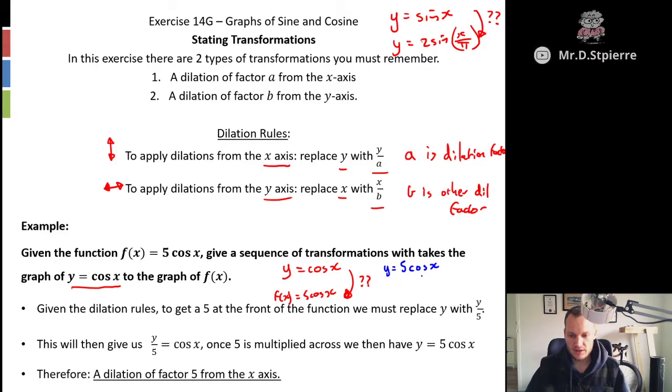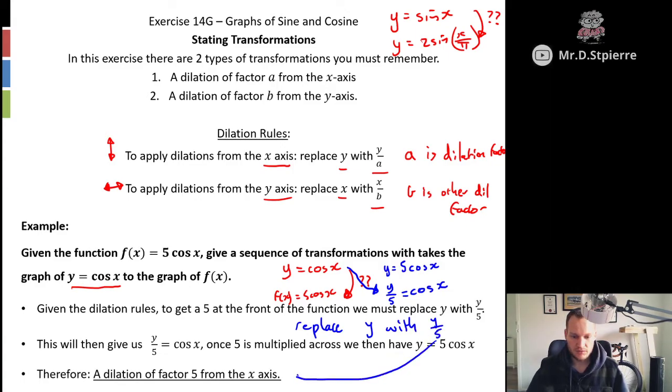So we need to rewrite this so that this coefficient is doing something directly to either y or x. The only way we can do that is turn it into y on 5 equals cos of x. So we can now say, what do we need to do to go from y equals cos of x to get y on 5 equals cos of x? Well, that's quite easy to notice: we need to replace y with y on 5. So what's the transformation? We've replaced y with y on 5. We're dilating by a factor of 5 from the x-axis.